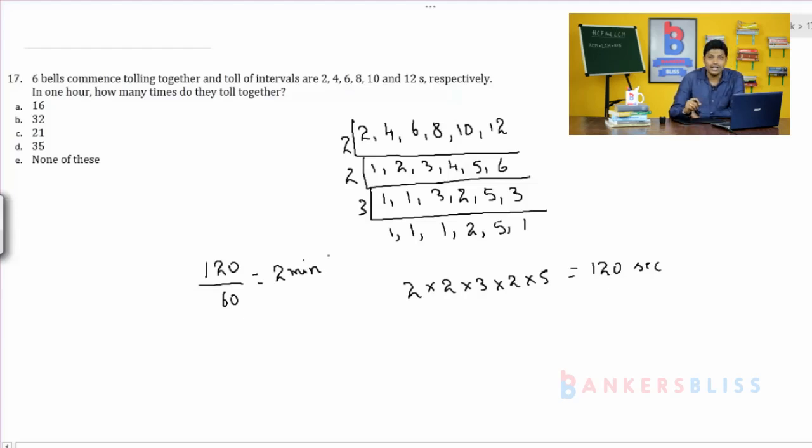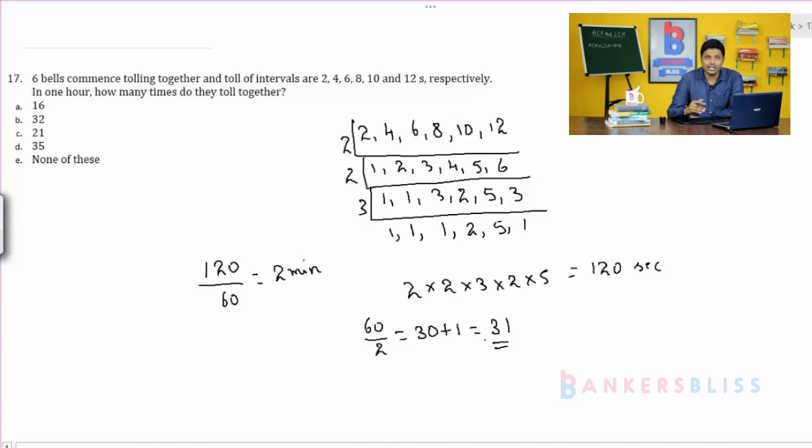But in the question, they are asking in 1 hour, how many times do they toll together? In 1 hour means 60 minutes, and 2 minutes once it is tolling, so 60 by 2, 30. But 30 is not the answer. 30 plus 1, 31 is the answer.